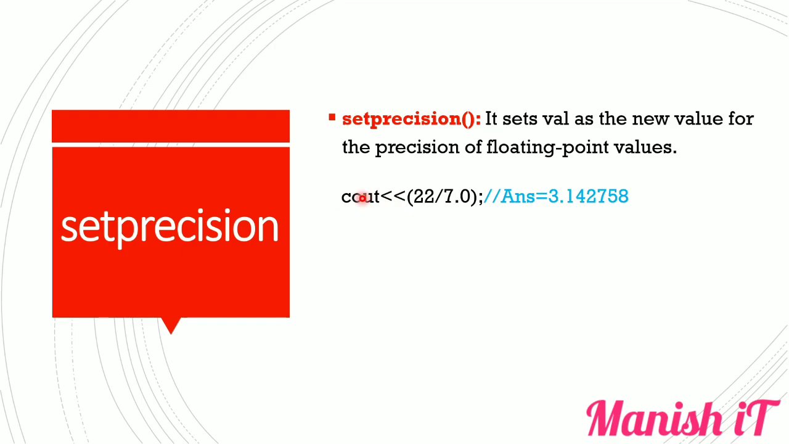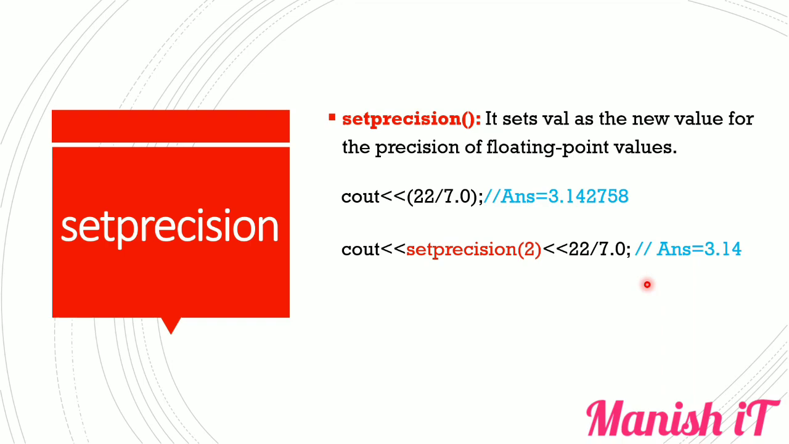So see, after that we have to write our logic like cout, insertion operator, setprecision, and whatever number you want to enter, that means inside this bracket you have to use how many numbers you want to print after the decimal point. So I want to print only 2 digits, .14, so we have to pass 2, and simply we have to write 22 divided by 7.0. So simply it gives output like 3.14.